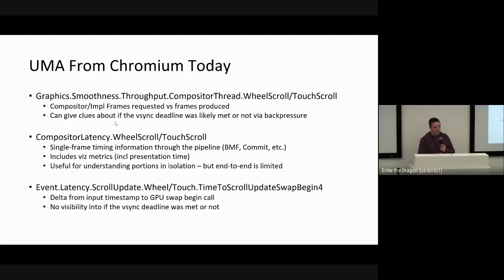is the event latency. There's scroll update, scroll begin for wheel and touch. And the one that gets the closest to end would be the time to scroll update swap begin for. This tracks time from when input arrives in the browser, at least on Windows, all the way to when you call swap start in the GPU process. It doesn't include the amount of time from swap start to when you actually present. And so there is still a lack of understanding with that one about if you actually hit vsync, but it's a pretty good measure of how quickly you're getting input through, at least.